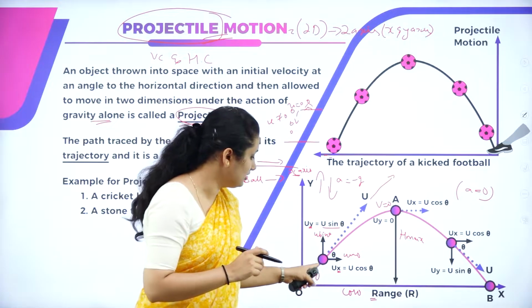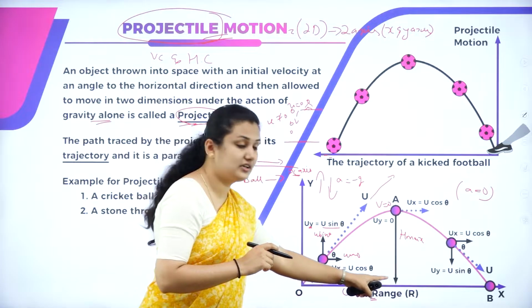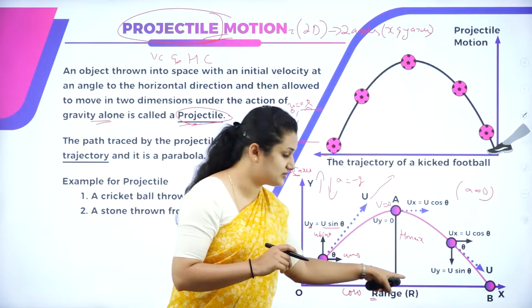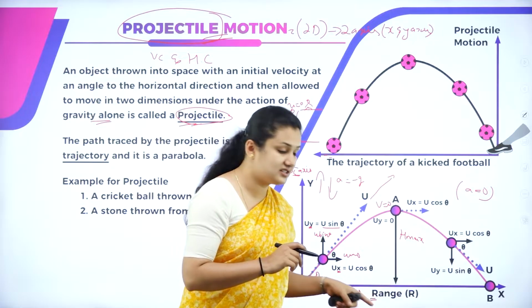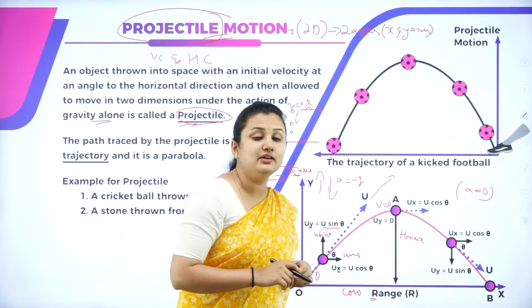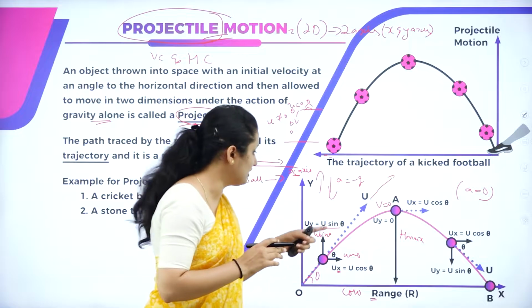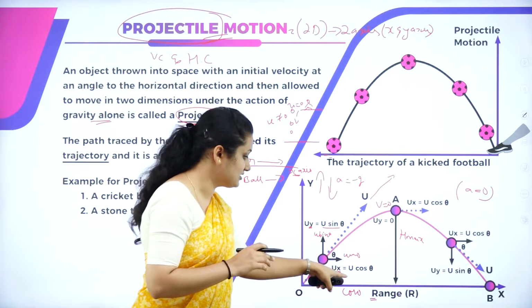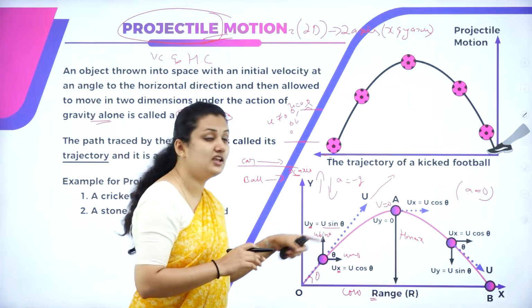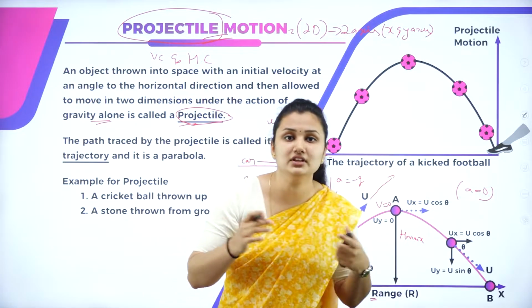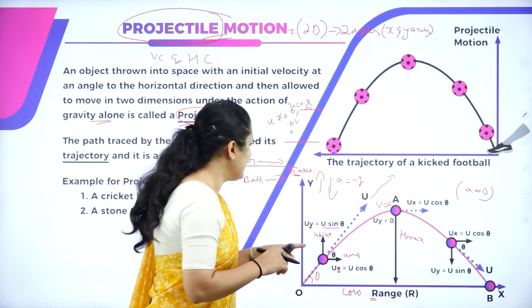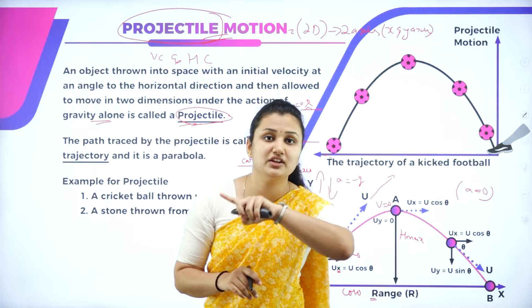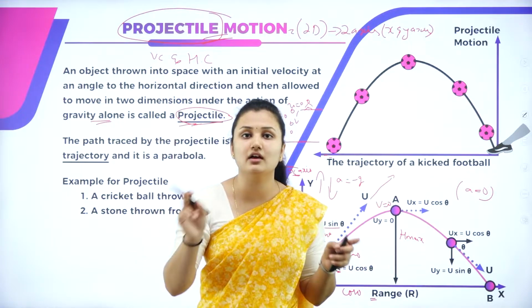Then you can see here, the highest distance travelled along the y-axis is h max. The largest maximum distance travelled by the body along the x-axis is called the range R. And we have resolved the initial velocity into its respective components: along the x-axis it is u cos theta, and along the y-axis it is u sin theta. And the path followed by the ball, the trajectory followed by the ball, is a parabola.